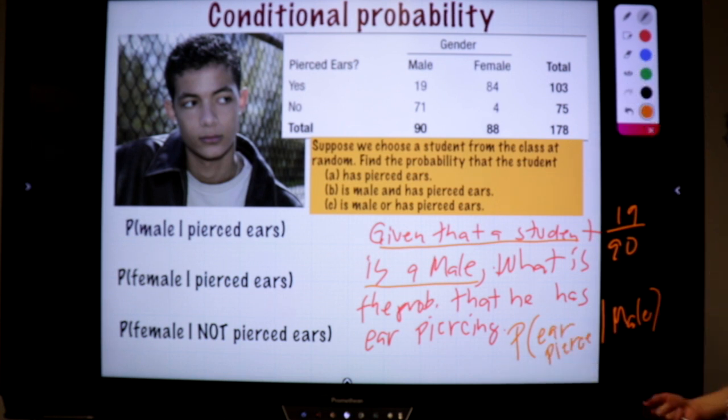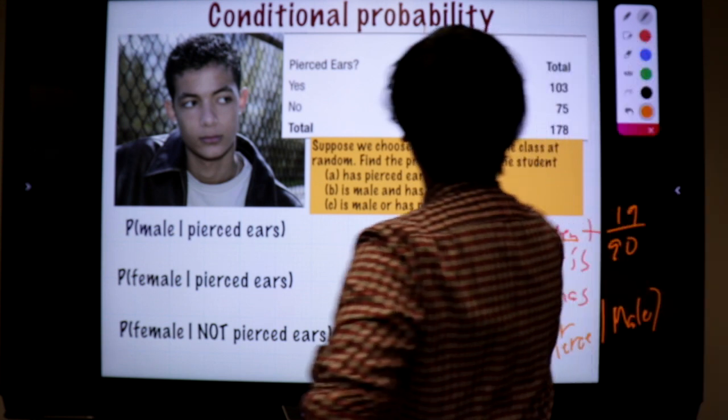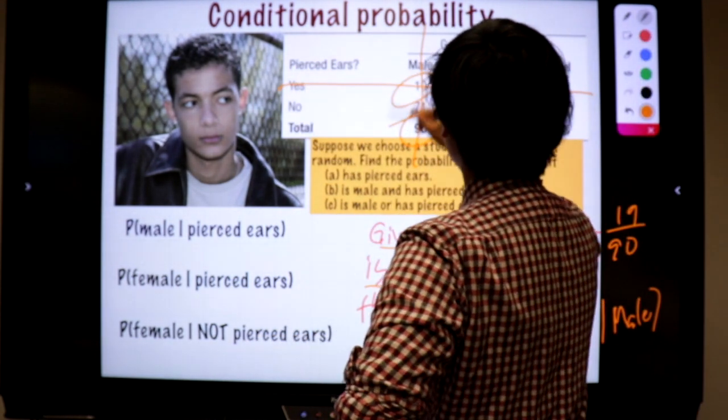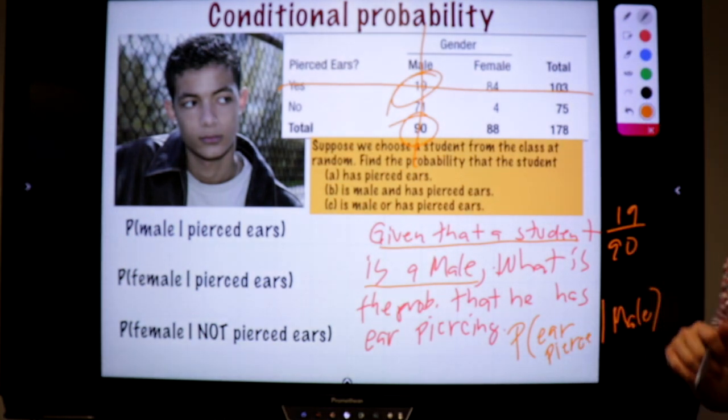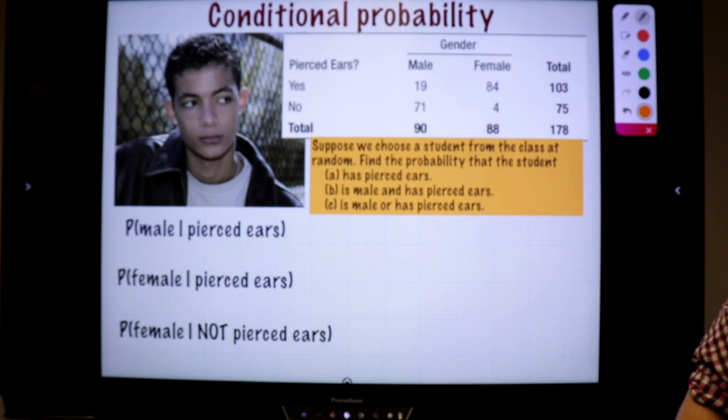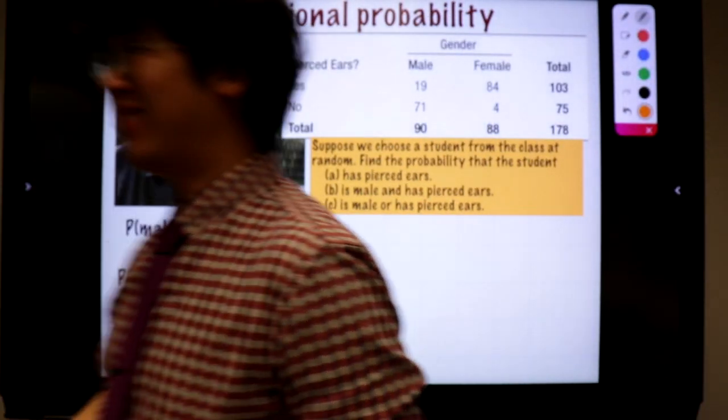And this is how you translate it in statistical notation. Got it? So now you know it's male, sample space, ear pierce, intersection, 19 out of 90. Alright? And that's how we work on problems involving a two-way table. And that's all there is.